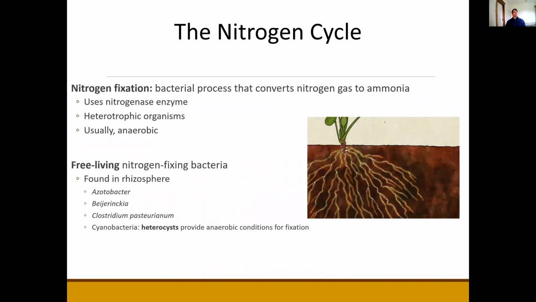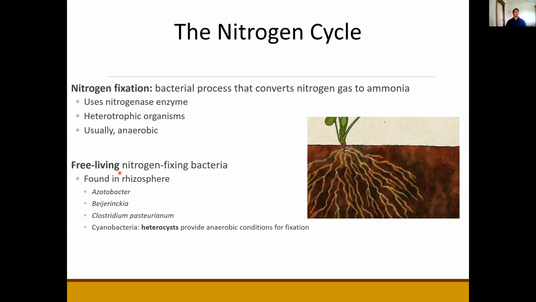Okay. Something that we do need to discuss and that we're very concerned with in terms of the nitrogen cycle, as people who are interested in microbiology, is nitrogen fixation. It is really important because this is a bacterial process that converts nitrogen gas to ammonia. So this takes nitrogen that other organisms cannot use and makes it into a form that other organisms, specifically plants, actually can use. This is done by the nitrogenase enzyme, and it's carried out by heterotrophic organisms that are usually anaerobic.